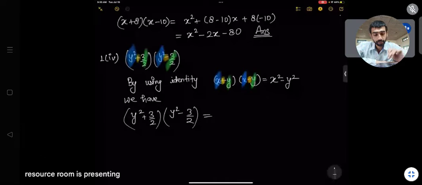Milky, is this correct? Y square minus 3 by 2 square. What will be the correct thing? Instead of minus, should plus. Okay, next. Boris, what will be the thing?